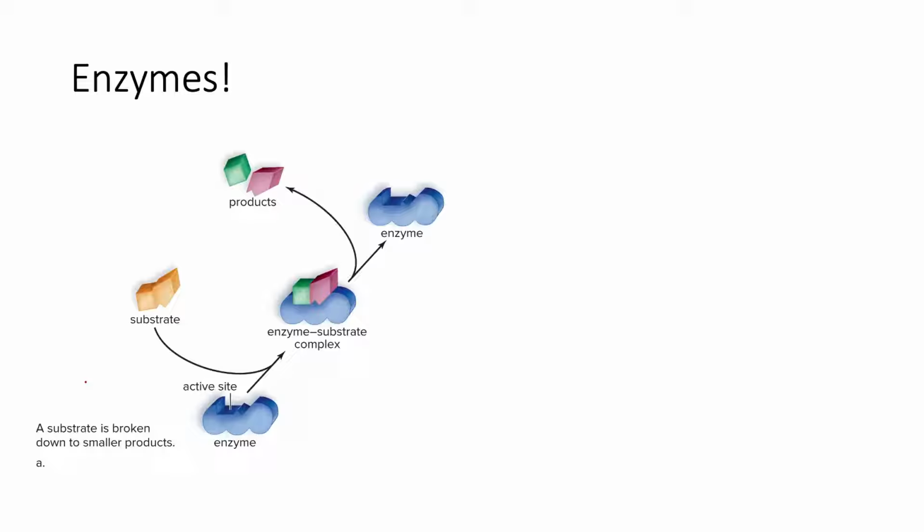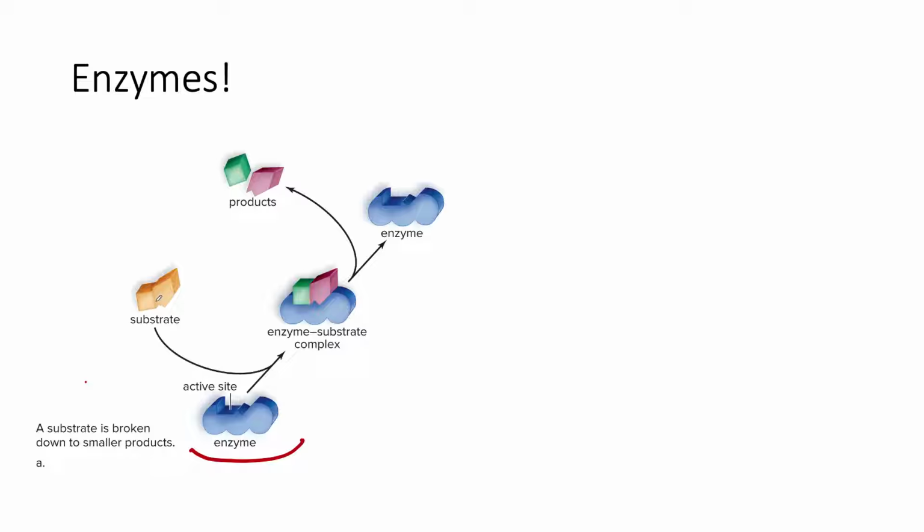Enzymes are mostly proteins that help us perform reactions in the body. Let's take a look at one. Here we see the enzyme in blue. As I said, they're usually proteins, and this particular enzyme is going to bind to the substrate. The substrate is the thing that the enzyme acts on.